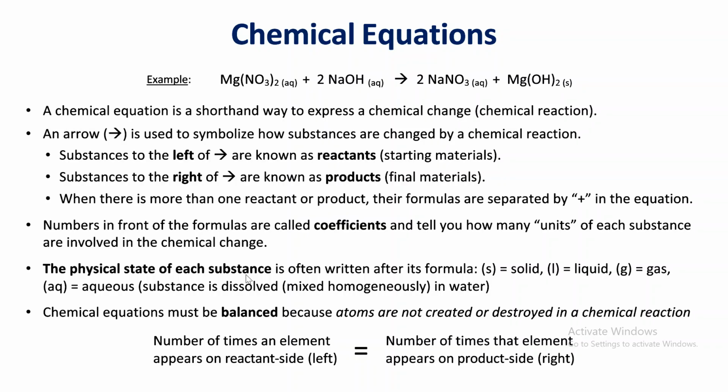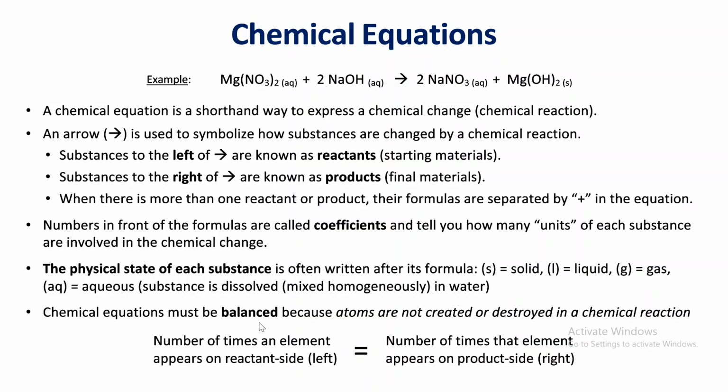Now, the physical state, we went over AQ, which is aqueous, which means it's dissolved in water. It's a homogeneous mixture. S is a solid. Now, if you see L, that means it's a pure liquid. And if you see G, that means it's a gas.